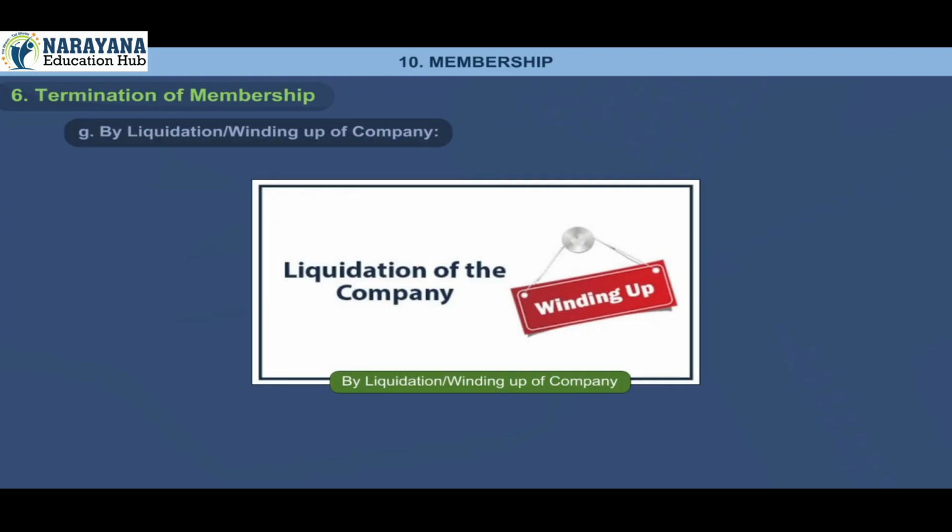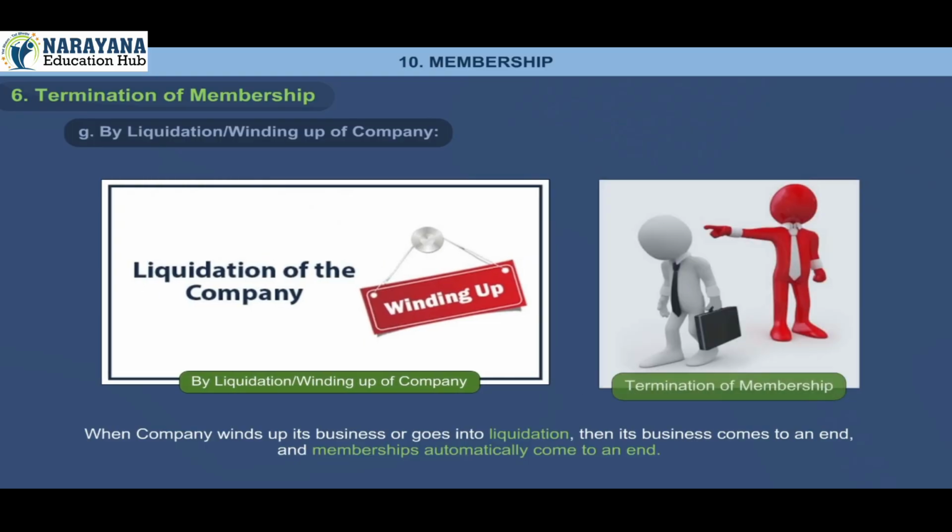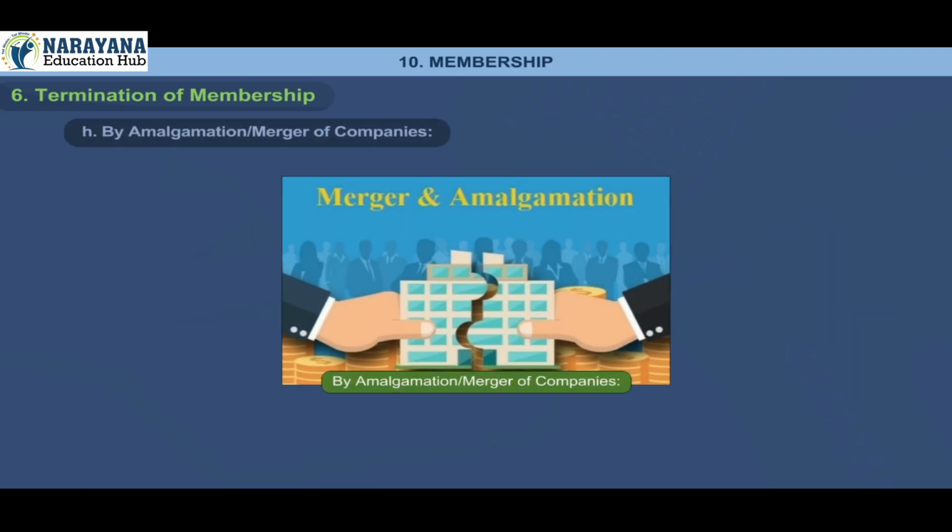G. By liquidation or winding up of company. When a company winds up its business or goes into liquidation, then its business comes to an end and memberships automatically come to an end.